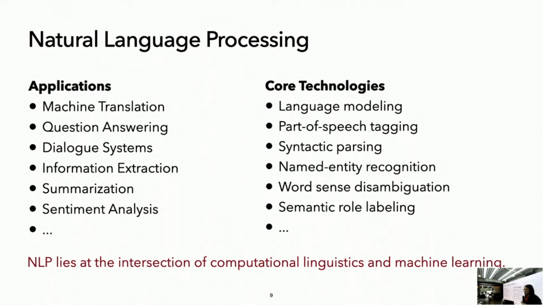summarization, sentiment analysis. And then core technologies, for many of you, probably you have heard of language modeling. In addition to that, we also have part of speech tagging, syntactic parsing, named entity recognition, word sense disambiguation, semantic role labeling, and many, many others. And many of those probably are solved today with this kind of large language models.